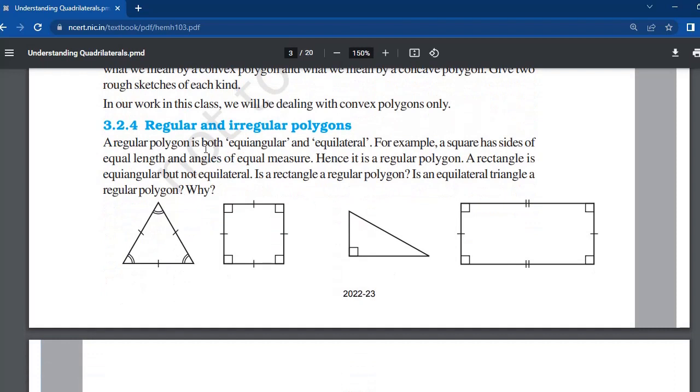Move to the next. Next is regular and irregular polygons. So what are regular and irregular? Earlier we learned about triangles. A regular polygon is one where each angle and each edge are equal. This is called a regular polygon. And this square also has equal edges and equal angles, so this will also be called a regular polygon. However, these are all irregular polygons, where edges and angles are not the same. Those are called irregular polygons, right? Rectangle and triangle. Okay.